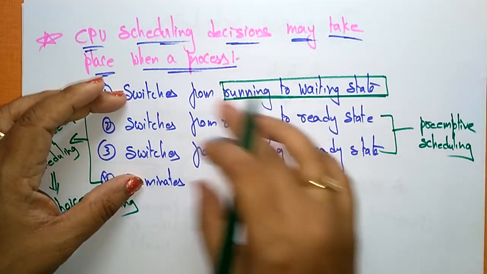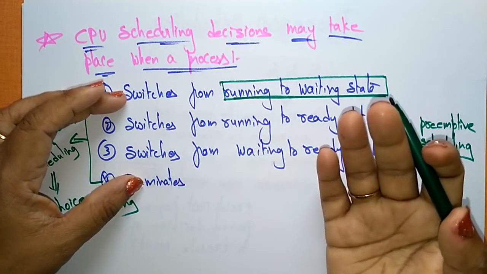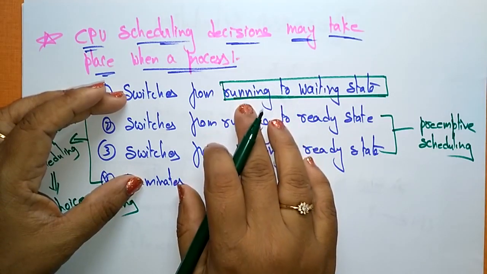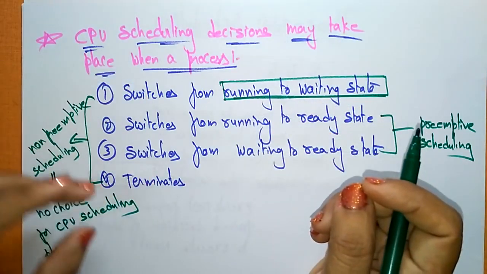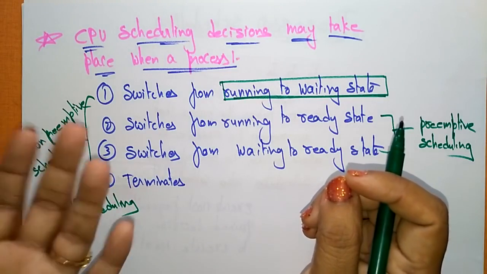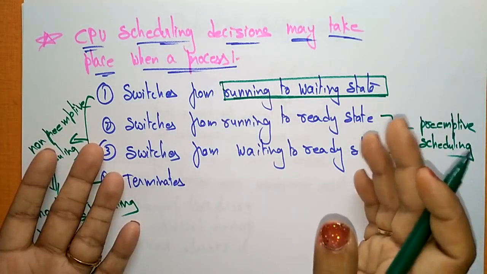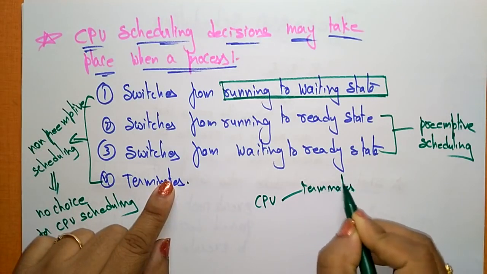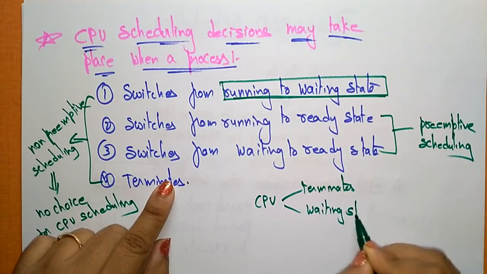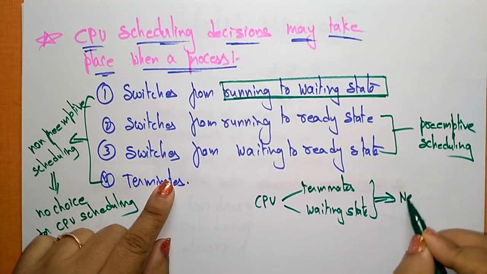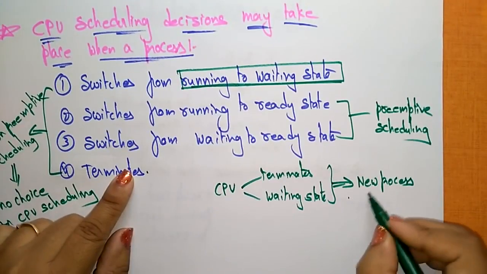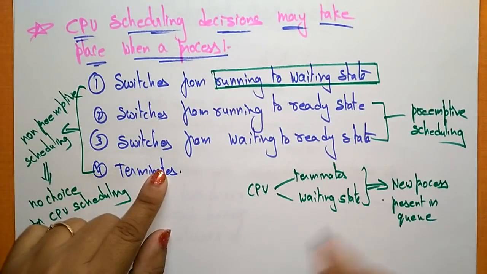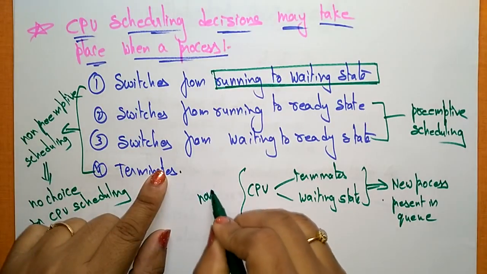So here there is no decision. It has to take the next process whenever it goes from running to waiting state. There is no option for the CPU. It has to complete that process, and whenever it terminates or enters into the waiting state, the CPU has to take the new process which is present in the queue only. There is no option. So there is no choice for the CPU. This is what you call non-preemptive.